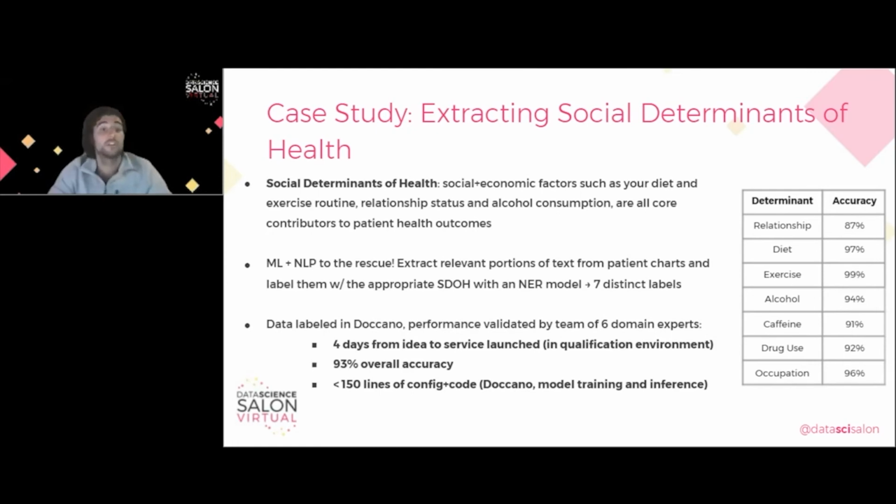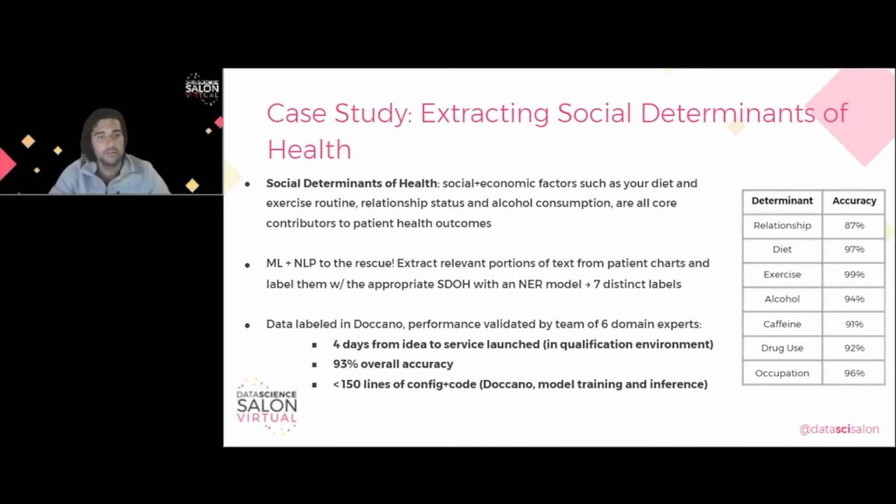What are social determinants of health? They're social and economic factors, such as your diet and exercise habits, relationship status, and alcohol consumption, just to name a few. And they play a critical role in determining patient health outcomes. Having structured representation for these data points allows us to provide better care coordination and patient outreach. However, our patients and providers don't always have the time to fill out lengthy survey-like questionnaires covering social determinants of health. But we can find this data spread throughout a patient's chart.